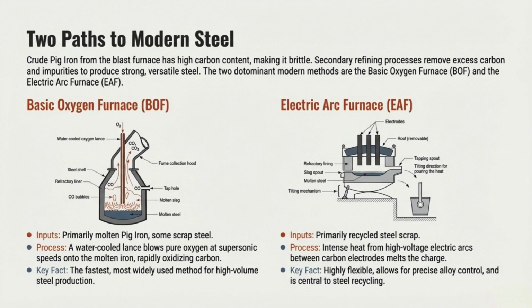However, if we want to be sustainable, we use the electric arc furnace, EAF. This uses 3 massive graphite electrodes to create an arc, essentially a man-made lightning bolt, that melts 100% recycled scrap steel. This method is much faster and better for the environment.